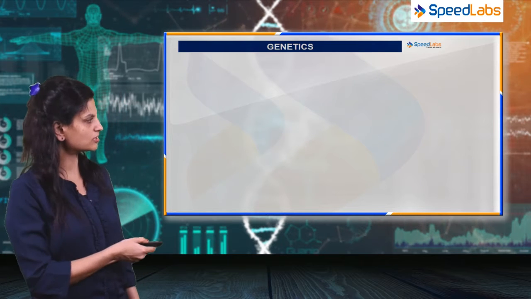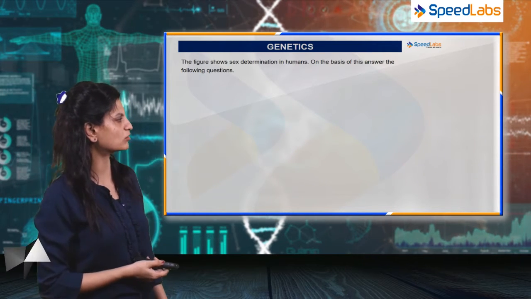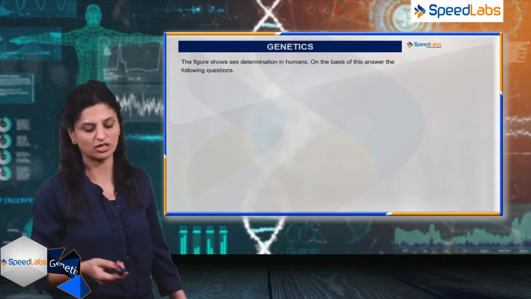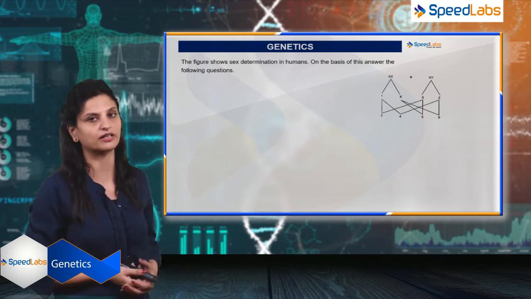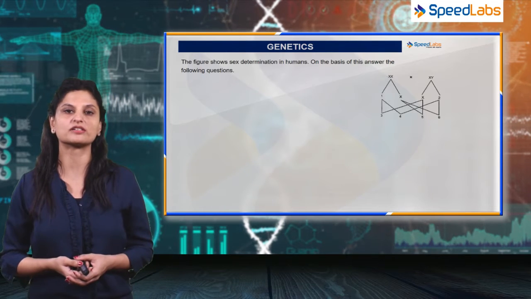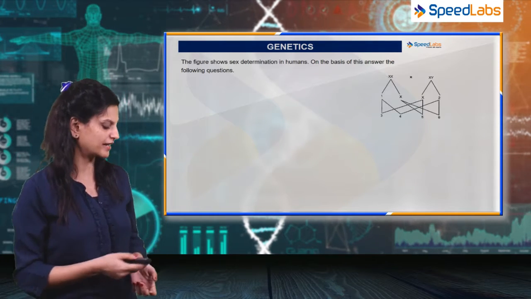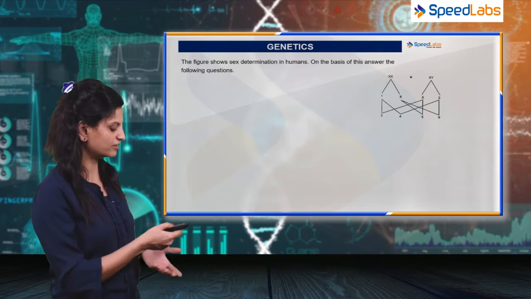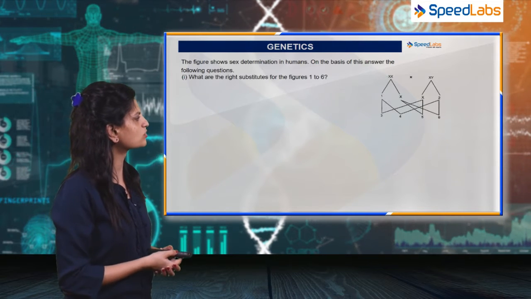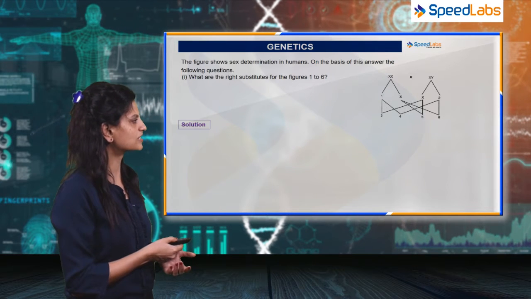And the next question is, the figure shows sex determination in human beings. On the basis of this, we have to answer the following questions. Here is the cross where you can see that XX chromosome, that is, a female is crossed with a male, and you have to guess the gametes formed and the various things which are asked. The first one is, what is the right substitute for figures 1 to 6?